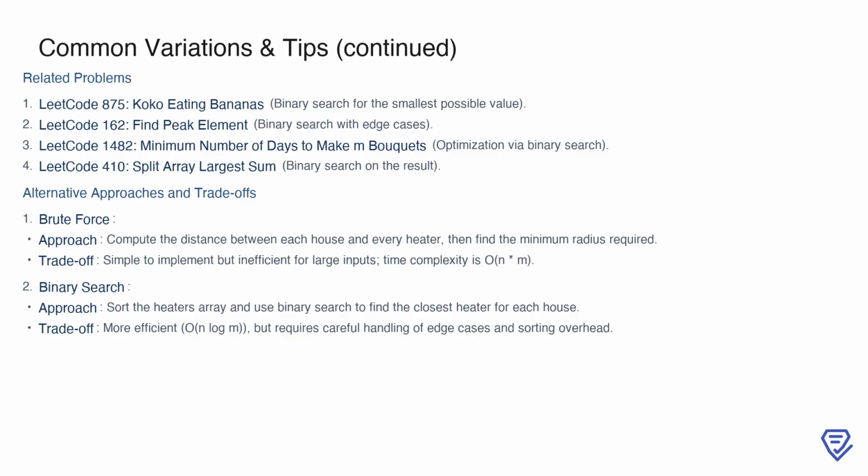When considering alternative approaches to the heaters problem, the brute force method involves calculating the distance between each house and every heater and determining the minimum radius required. While this is straightforward to implement, it becomes computationally expensive for large inputs, with a time complexity of O(n*m). On the other hand, the binary search approach involves sorting the heaters array and efficiently finding the closest heater for each house. This significantly reduces the computational cost to O(n log m), though it does require careful handling of edge cases and the additional overhead of sorting.